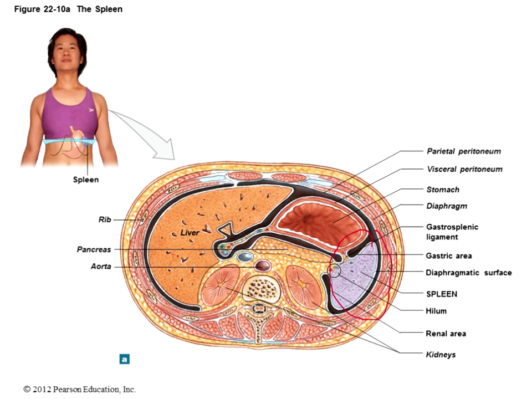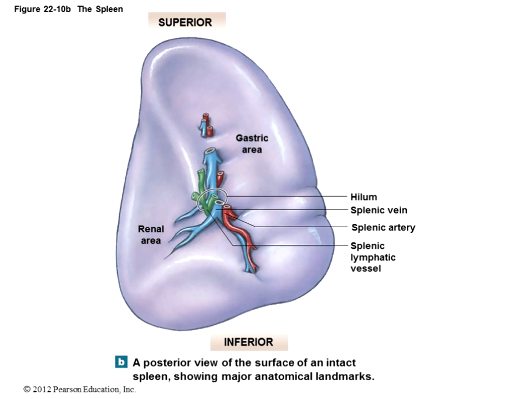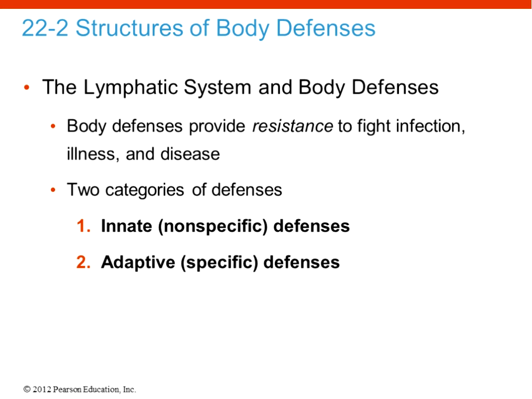And so here you can see the spleen. You guys know the spleen from back in ANP1 at the very beginning of the semester when we did all the organ systems. And there's a nice shot of the spleen in terms of its organization.